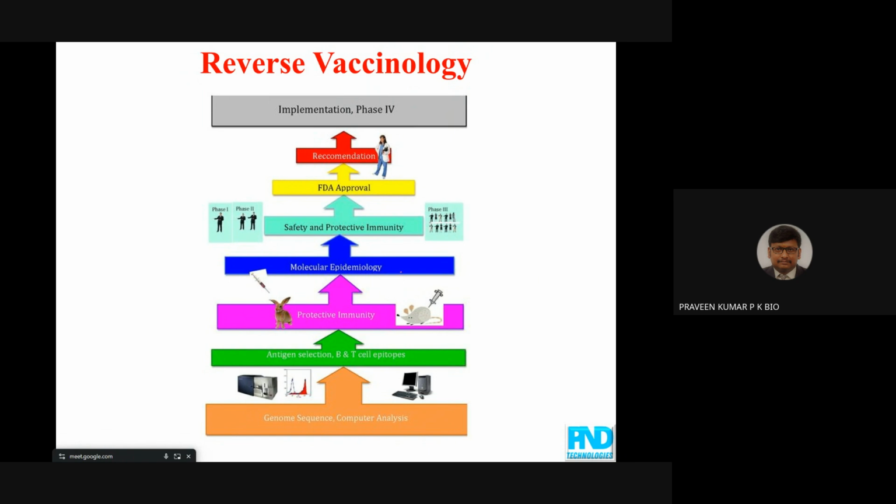Now, about reverse vaccinology. I told you earlier, we start with the genome sequence and proteome sequence, and we go with different analyses. We have exclusive tools and databases for immunoinformatics. Whatever we used initially for drug design, we are not using here. We use exclusive tools and databases here.